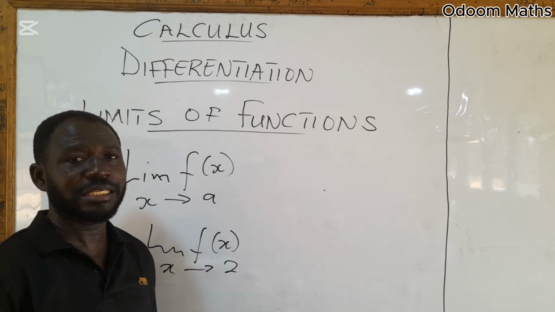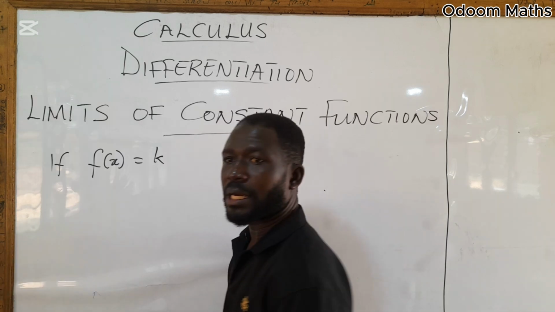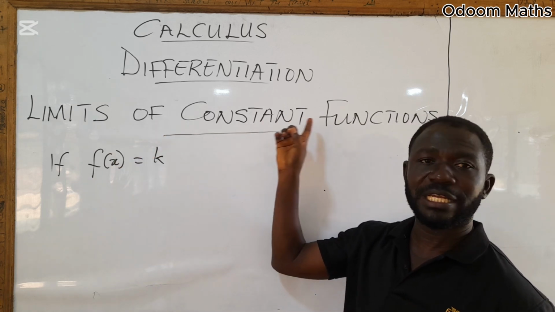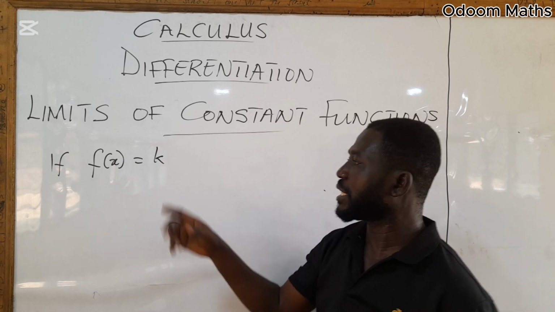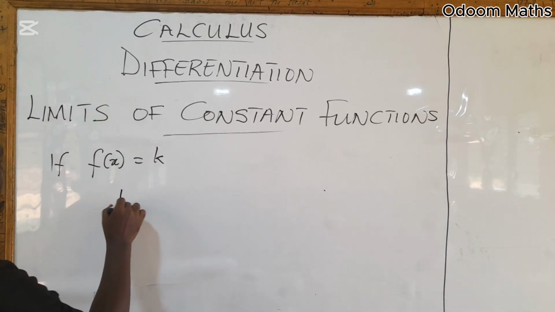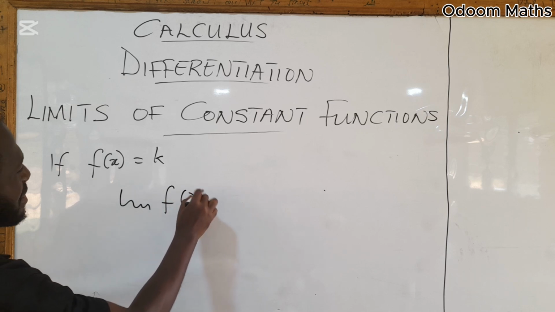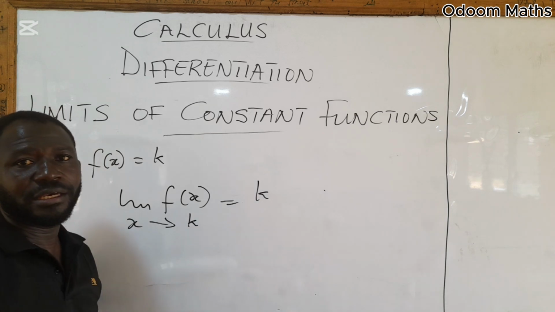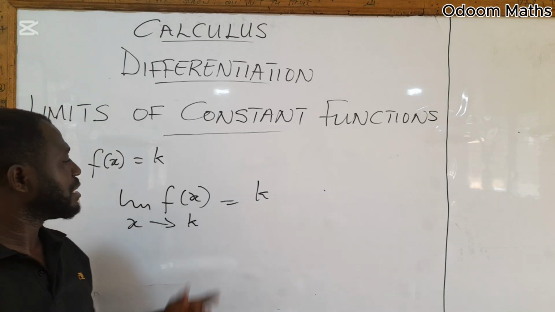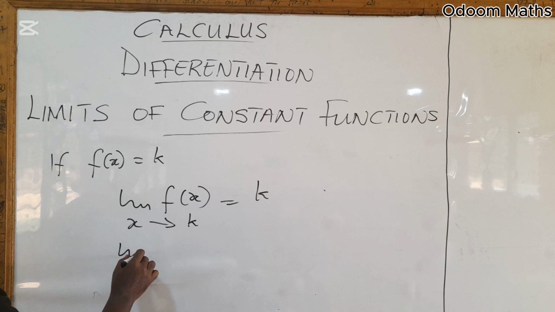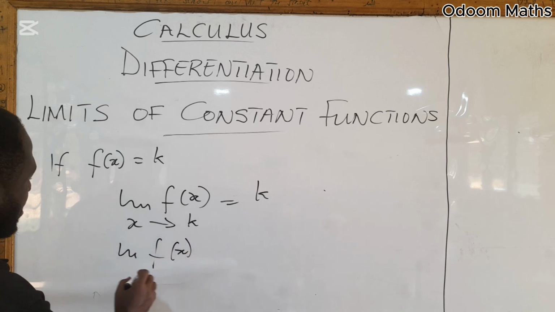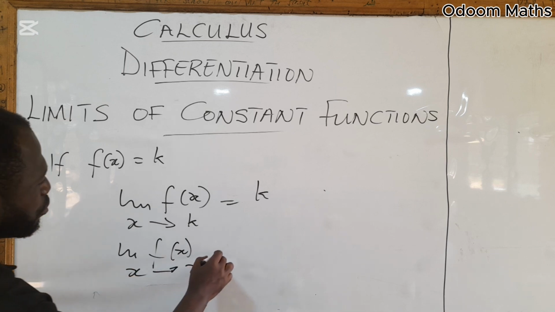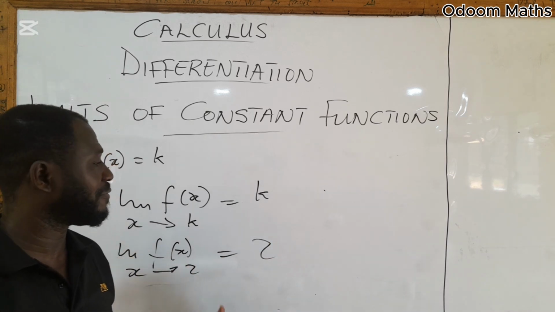Okay, now let's look at some limits of functions. Now, if f of x is equal to k, we are looking at limits of constant functions. So if f of x is equal to k, then it means the limit of f of x as x approaches a is k. Okay, so that is the limit of a constant function. Another one, let's say the limit of f of x as x approaches 2 is also 2. So that is the limit of a constant function.